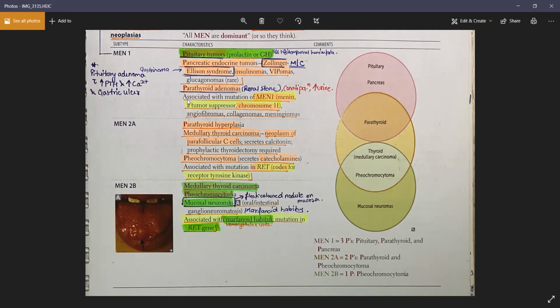Then you need to test them for the pituitary tumors also. You need to check for the prolactin levels. You need to check for the brain MRI, right? That's how a question could be presented to you, and that's how you need to approach it. Is that okay?